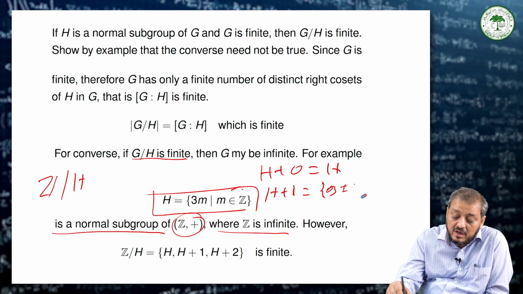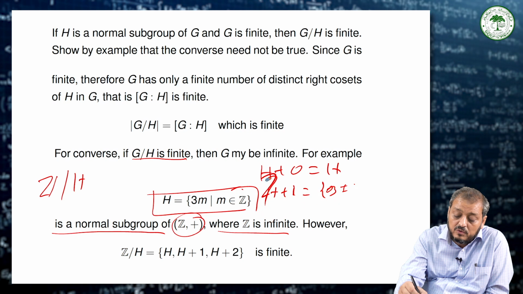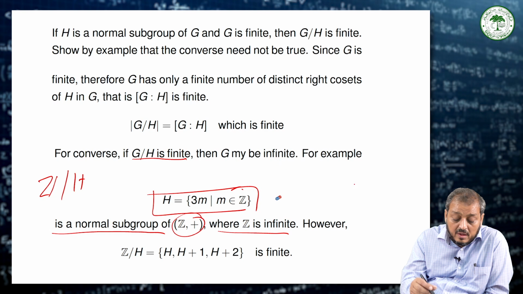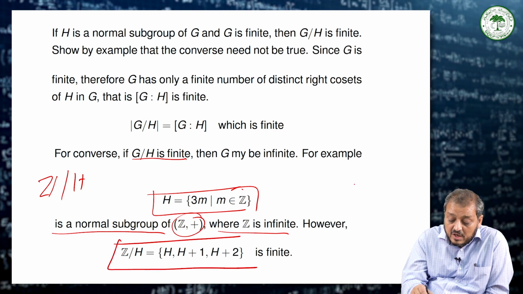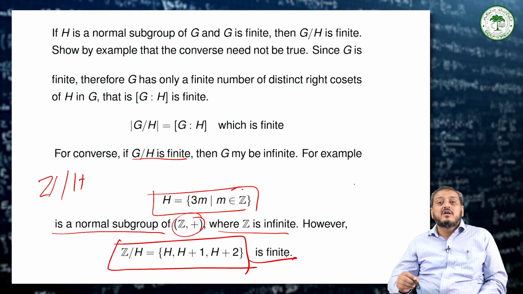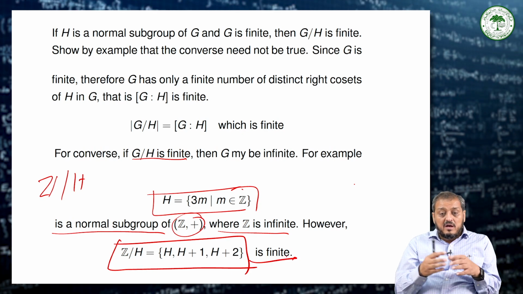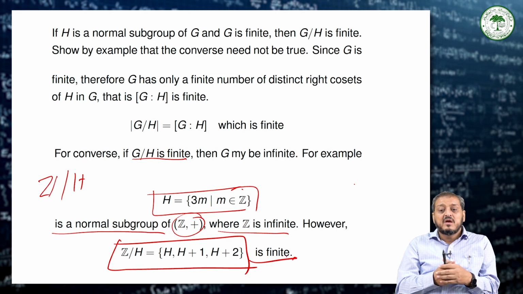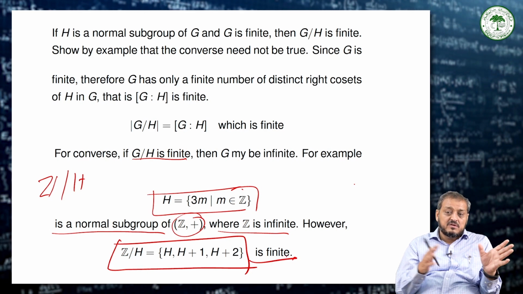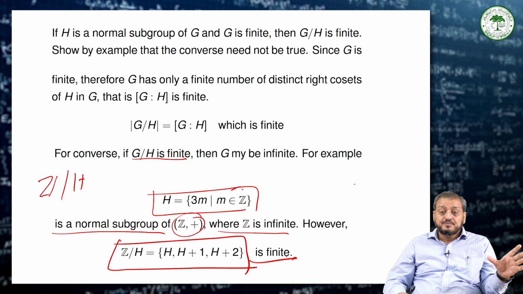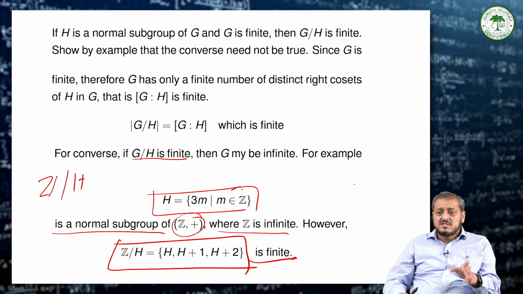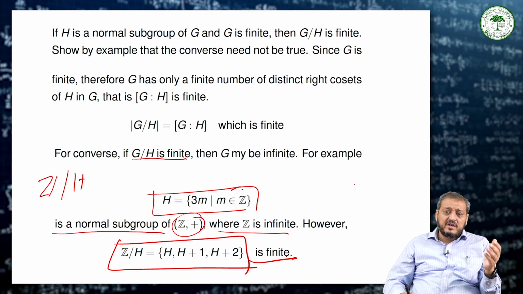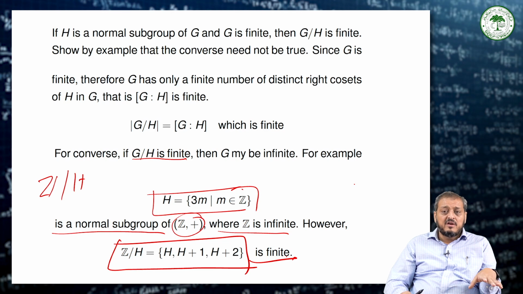So Z by H is finite. We find a finite quotient group of the infinite group G. So we can simply say that if G is finite, then G by H is also finite, but the converse is not true in general. We can find a finite G by H where G is an infinite group.